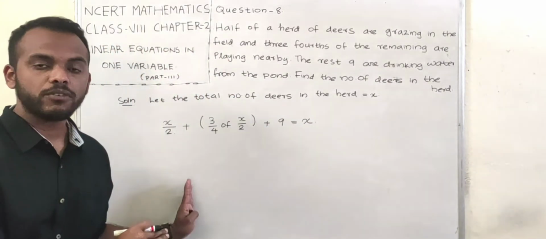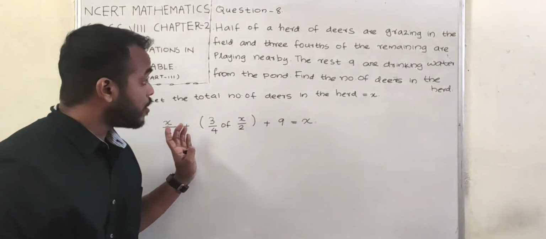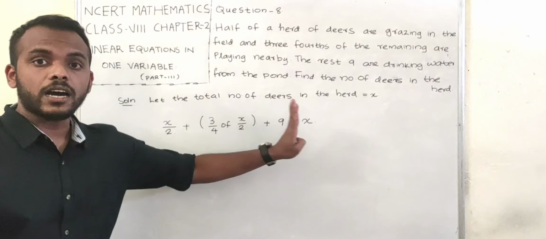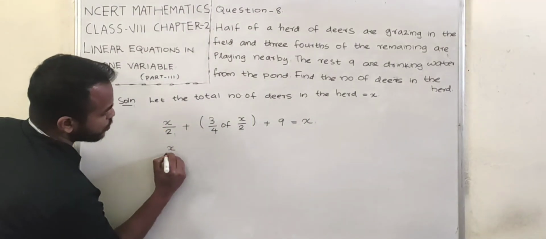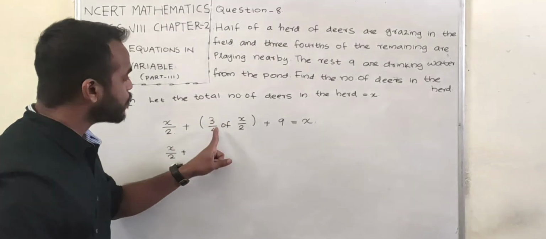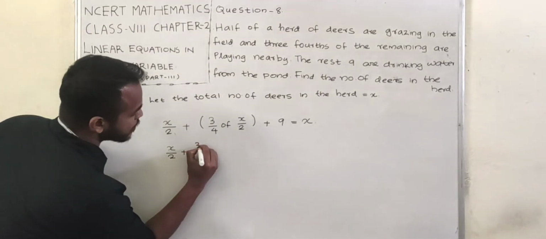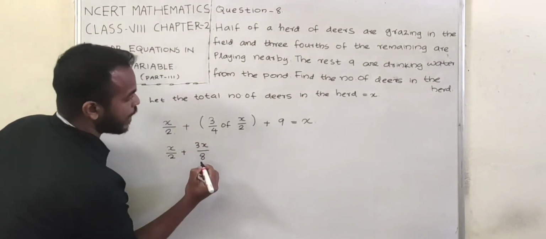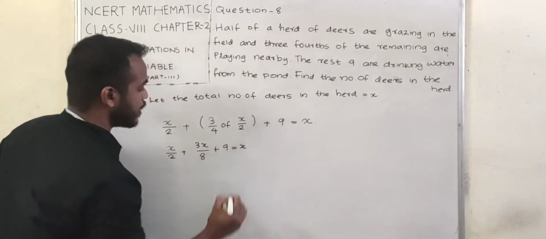We can easily solve. We have learned the method to solve the equation even when there are variables on both of the sides. Let's try to solve. x by 2 plus 3/4 of x by 2 means 3/4 into x by 2. What is 3/4 into x by 2? It is 3x by 8 plus 9 is equal to x.